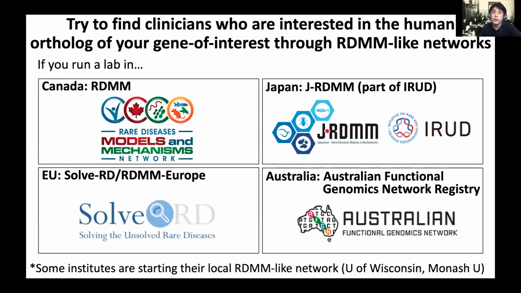These networks are called RDMM in Canada, JRDMM in Japan, which is part of a larger research initiative called IRUD in the country, Solve-RD in the European Union, and the Australian Functional Genomics Network in Australia. Note that there are some local RDMM networks that are being developed, for example, at University of Wisconsin and Monash University in Australia, and the number of these local RDMM networks may increase over time.